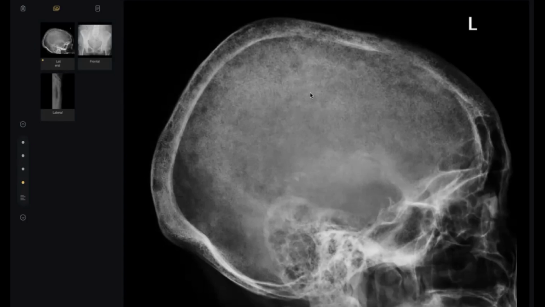But in comparison to the salt and pepper appearance, in salt and pepper appearance there are small lytic and small sclerotic areas. But here, see, it is sizable. What is the name of this area?